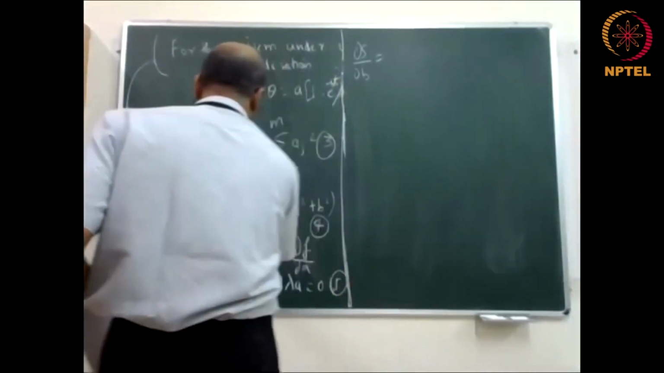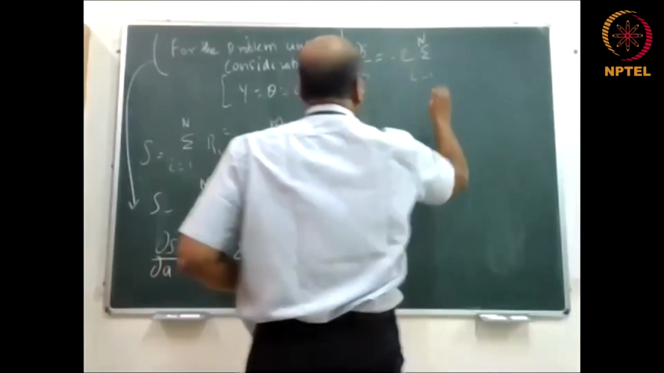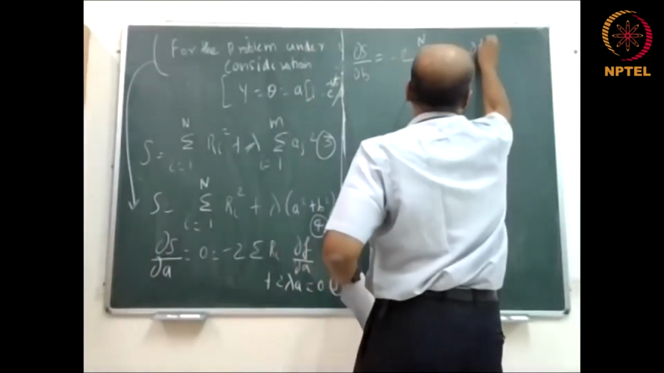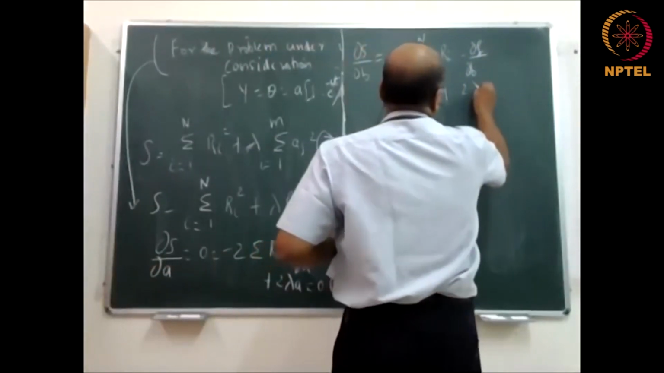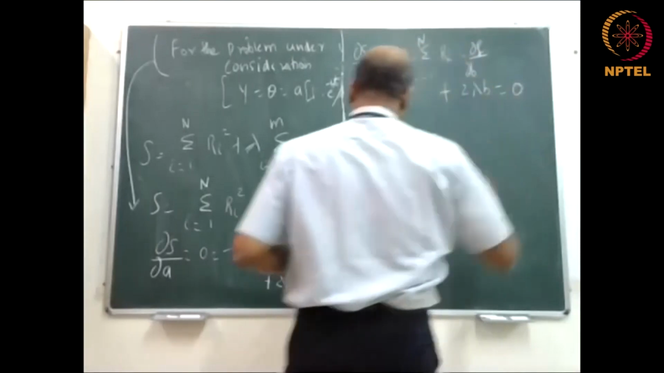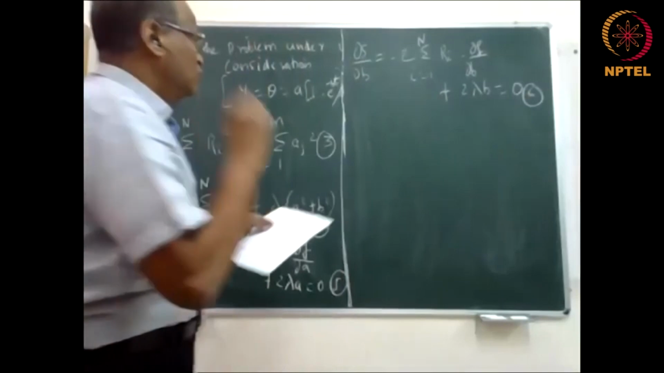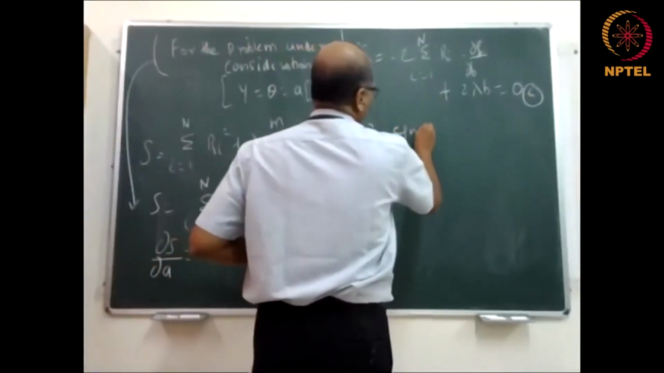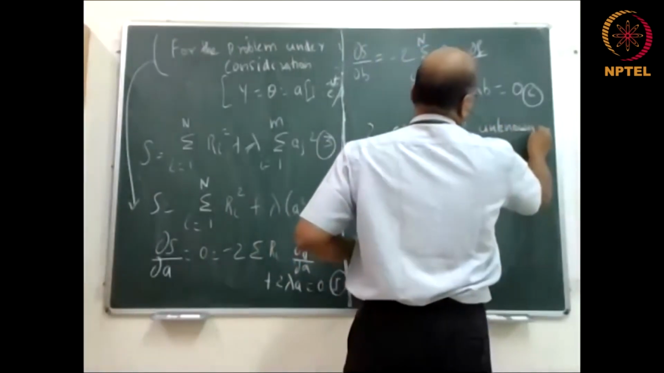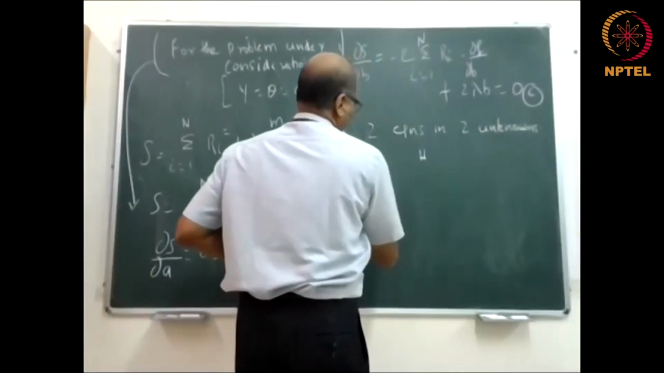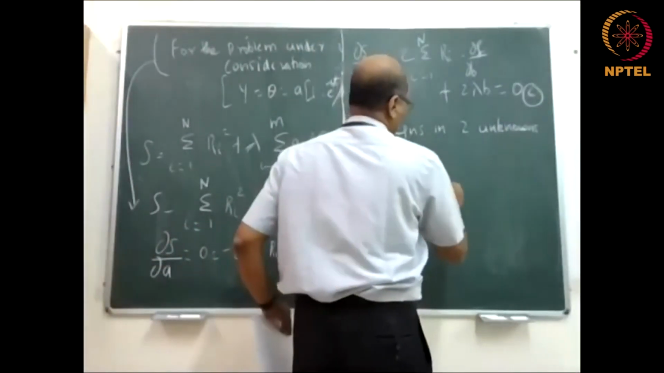Okay, so this is minus the sum from i equal to 1 to n of R_i into dou f by dou b, plus 2 lambda b equal to 0. Now, so two equations and two unknowns. But closed form solutions may not exist.